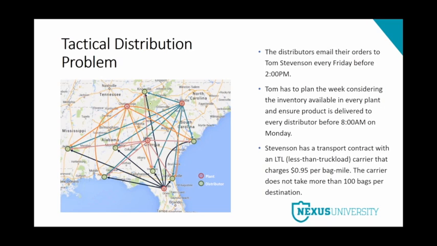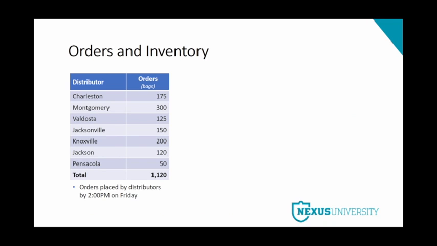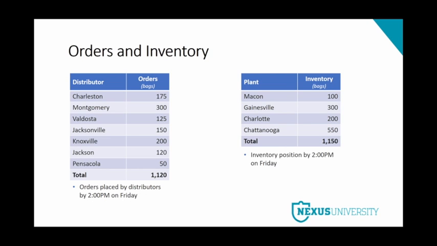on Monday. The company has a transportation contract with a less than truckload carrier that charges 95 cents per bag per mile. As part of this deal, this carrier does not take more than 100 bags per destination. In this table, we have the size of the order placed by every one of the distribution facilities. And right next to it, we have the inventory available in every plant. Our job now is to distribute this inventory to the different distribution facilities, minimizing total transportation cost.